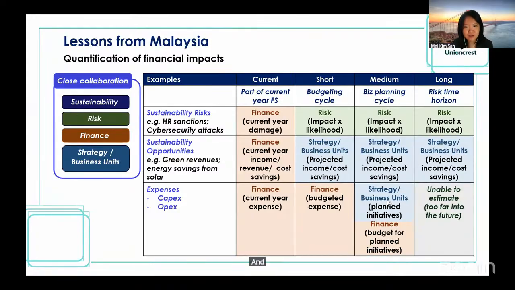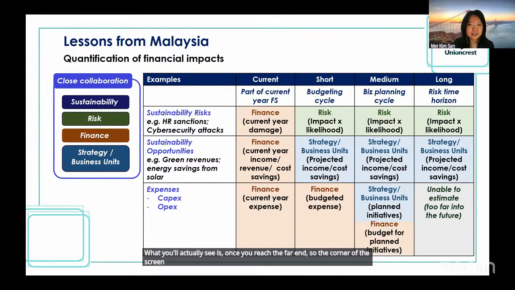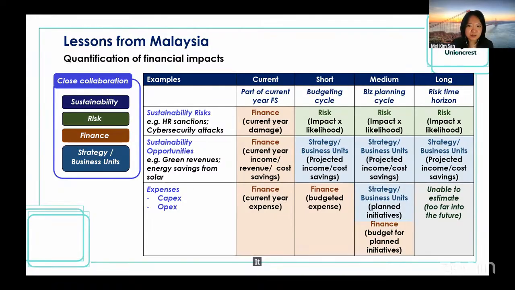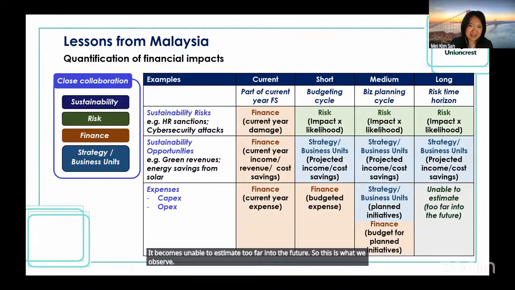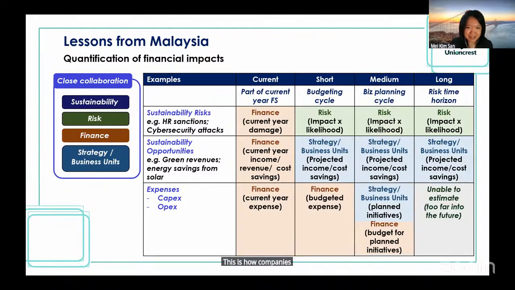And last but not least, when you look at budget tagging, what you'll actually see is once you reach the far end, the corner of the screen on the right, it becomes unable to estimate too far into the future. So this is what we observe. This is how companies in Malaysia actually did it.